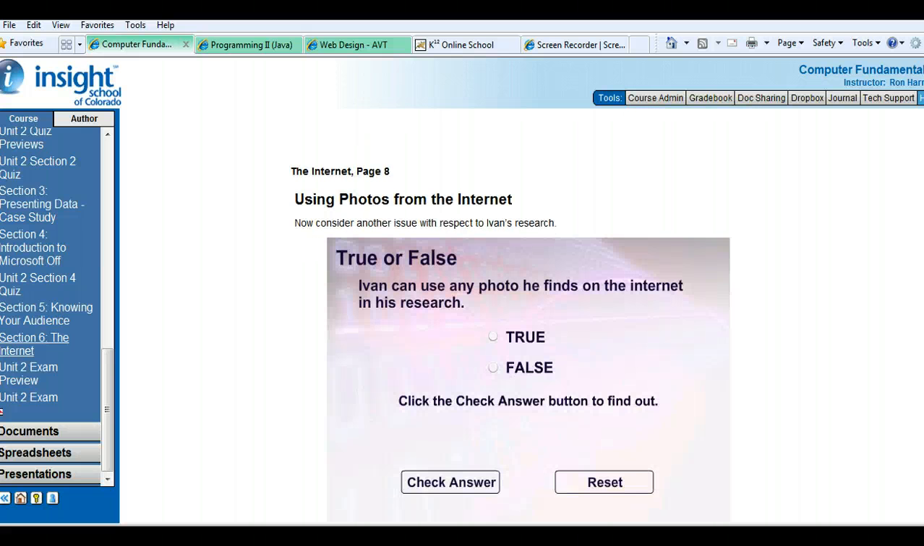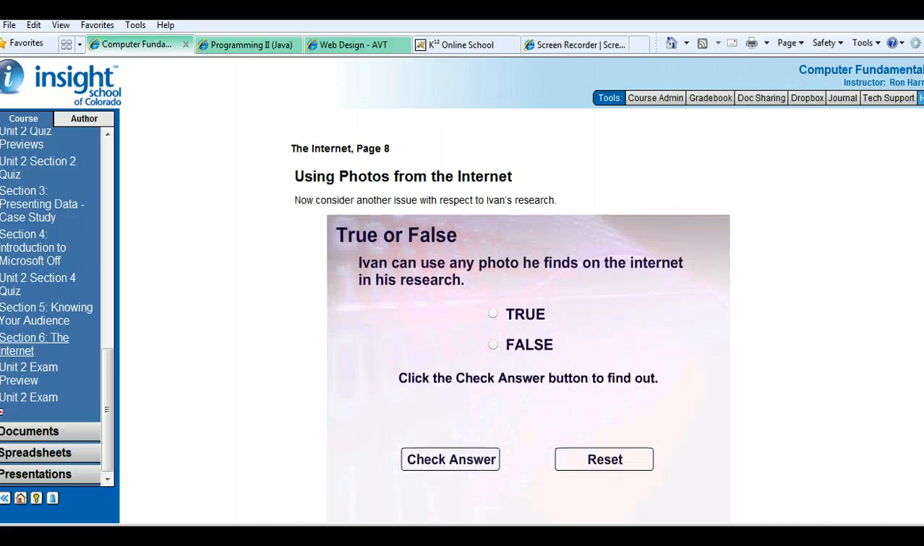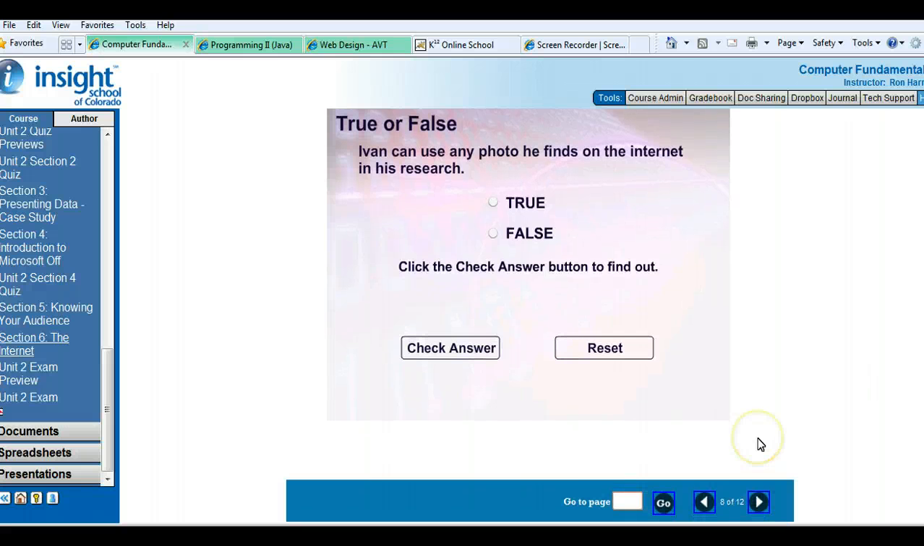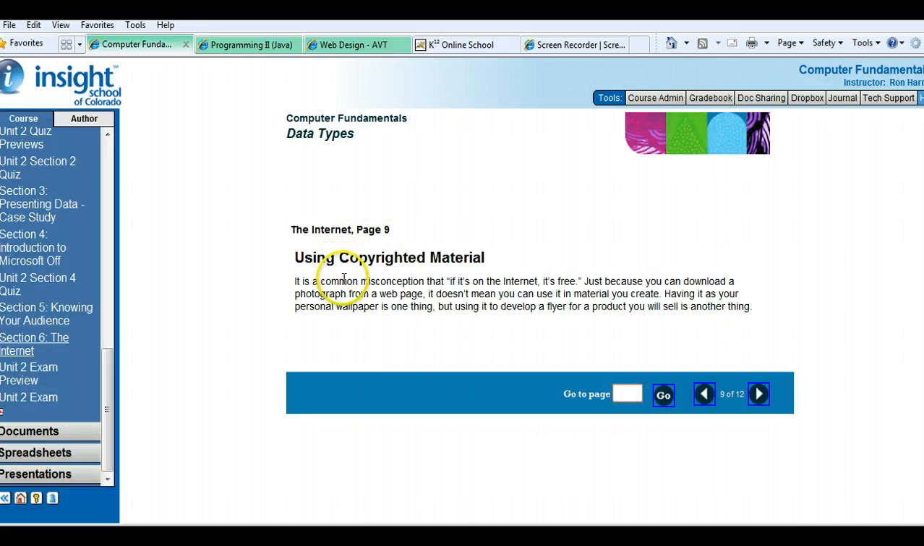Now using photos from the internet. With photos from the internet, you have to do a certain thing, and you'll learn it in the presentations unit. With photos you have to cite the exact web address of where it comes from, not just that you found it in a Google search. Using copyrighted material. Some people think that if it's on the internet it's free, but that is not so. Nearly everything on the internet is owned by someone. It's called intellectual property. You cannot just steal something off the internet and use it as if it's your own.